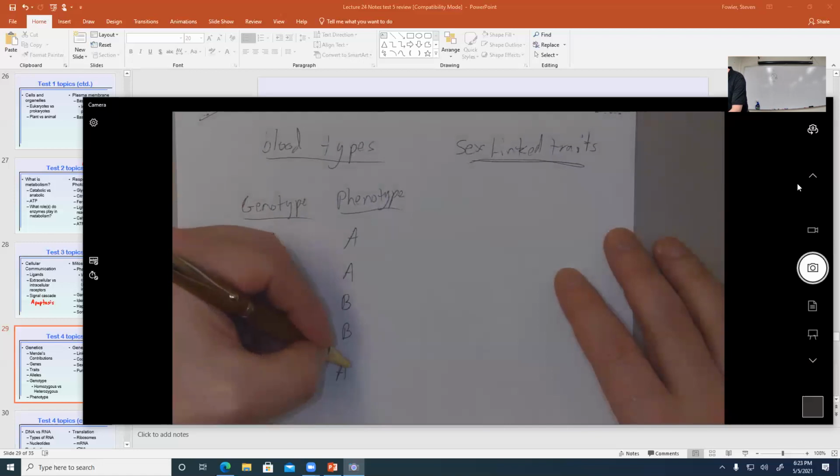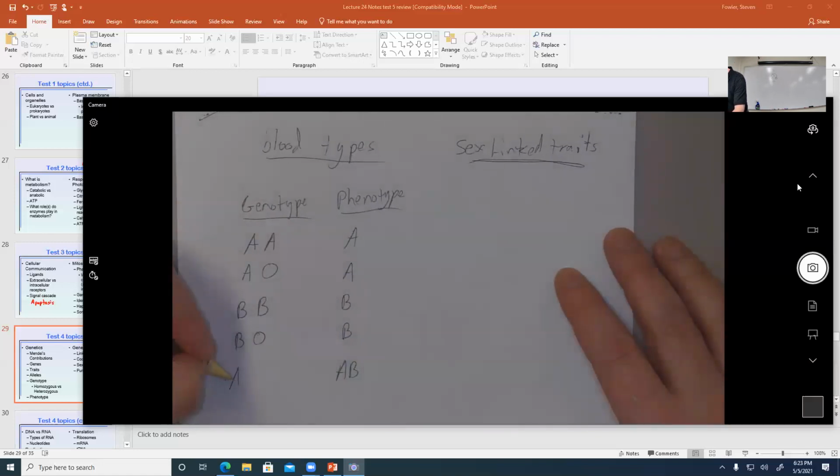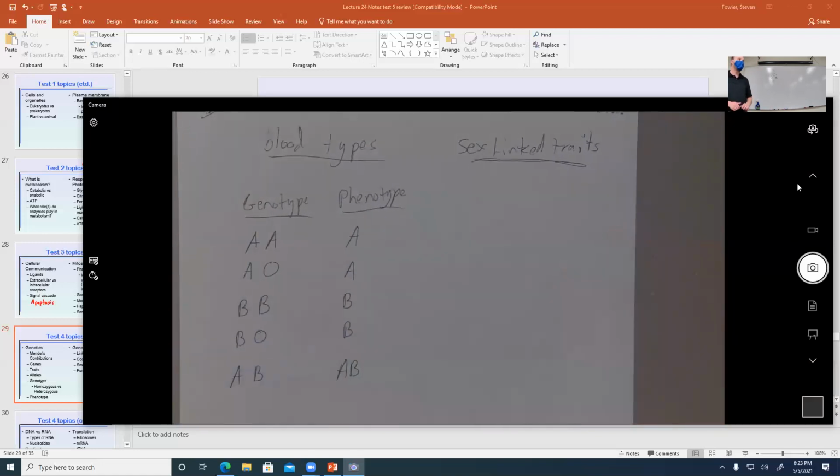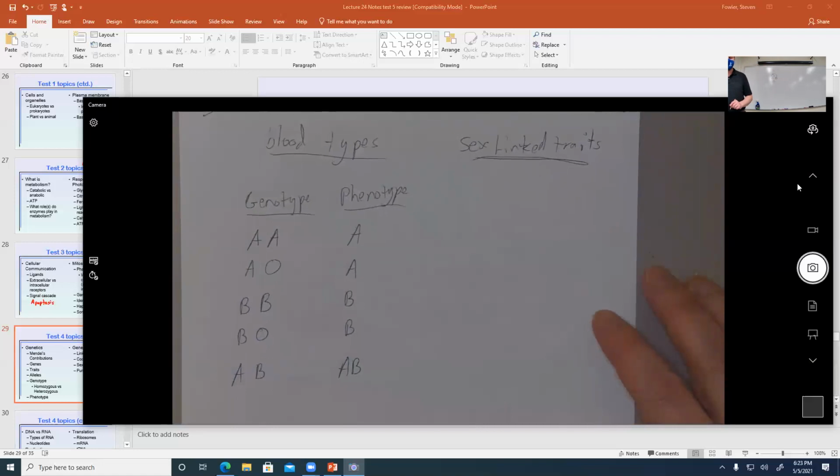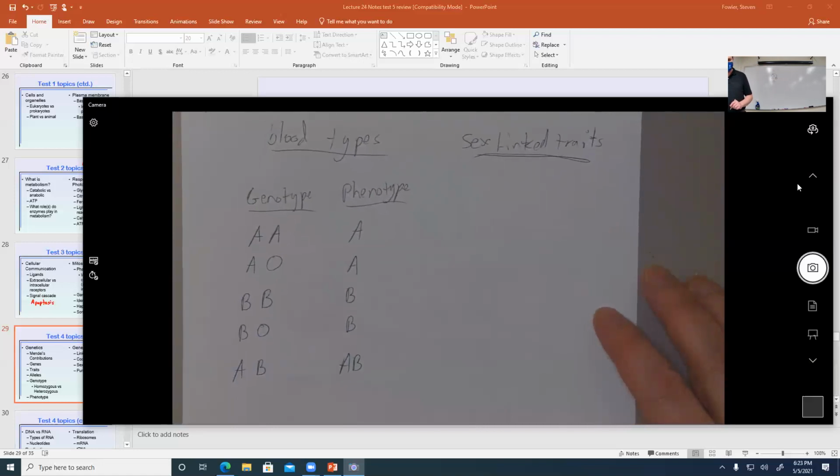Now, if you're type AB, there's only one combination that causes that. You have an A allele from one parent and a B allele from the other. That's the only way that works. There's certain portions of the human population where the B allele is more common, and certain portions where the A allele is more common. We can go look that up, but that's not something I know off the top of my head. I just know that's a thing. Okay, questions here so far?